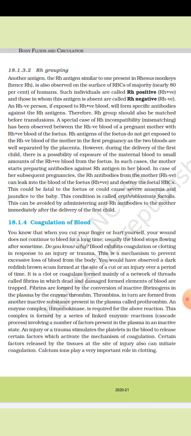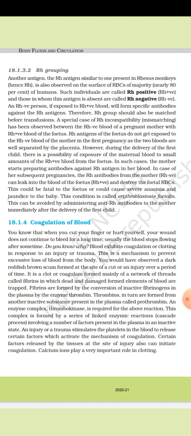You would have observed a dark reddish brown scum formed at the site of cut or injury over a period of time. It is a clot or coagulum formed mainly of a network of threads called fibrins, in which dead and damaged formed elements of blood are trapped. Fibrins are formed from conversion of inactive fibrinogen in the plasma by the enzyme thrombin. Thrombin in turn is formed from another inactive substance present in plasma called prothrombin. An enzyme complex, thrombokinase, is required for the above reaction.